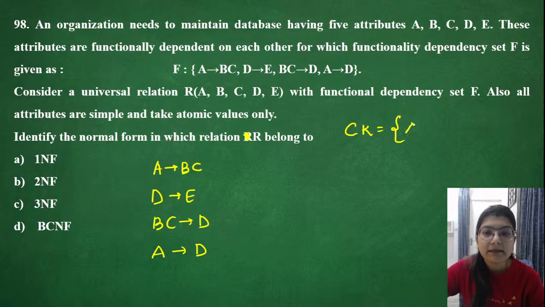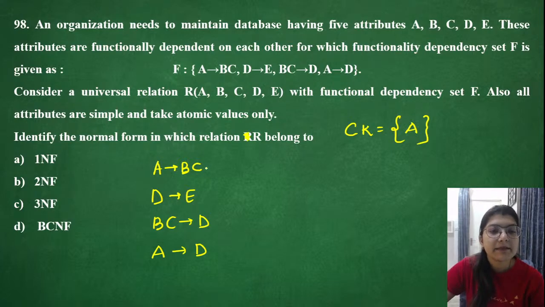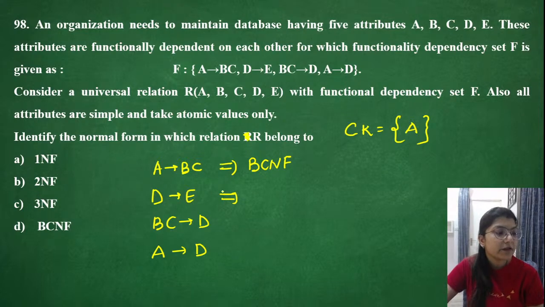The candidate key is A. Now let's see A determines BC. This one will come into BCNF. Why? Because A is a super key. Now this one, D determines E. This will not come into BCNF, because D is not a super key. Then we'll check for 3NF. D is not a super key and E is not a prime attribute, so it is not in 3NF either.